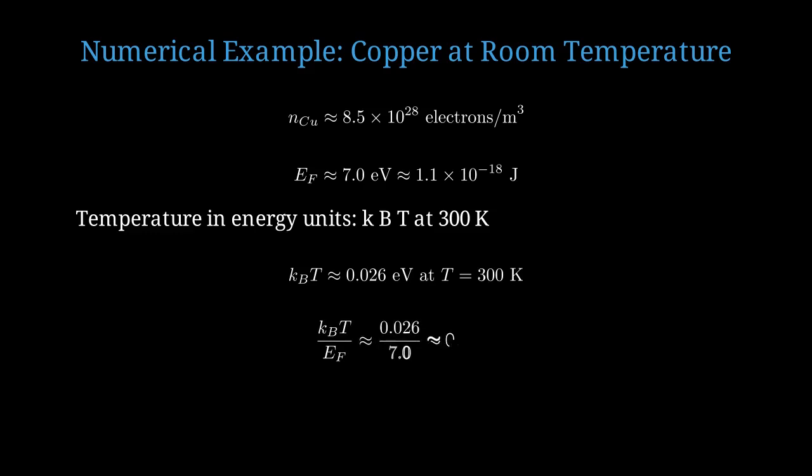The ratio kBT over EF equals 0.026 divided by 7, which gives approximately 0.0037 or less than 1%.